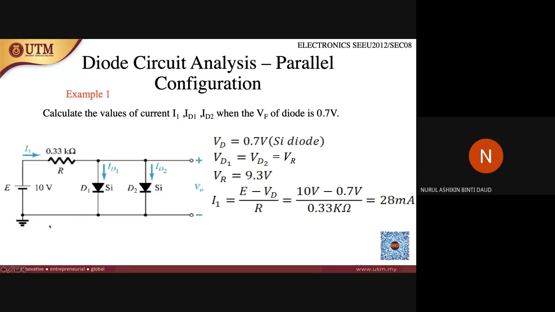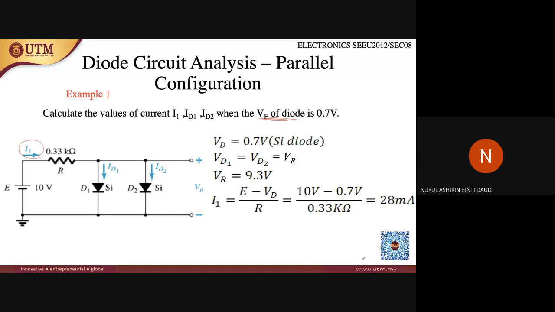For parallel, the current flow is divided, right? This is the main current, and the main current is now divided into two, which are ID1 and ID2. In this situation, what you need to do first is find the value of I1. To find the value of I1, you have to know the voltage value. So the voltage value is 10 minus 0.7, since the VF of the diode is given, right?